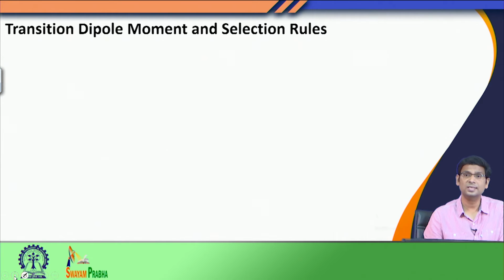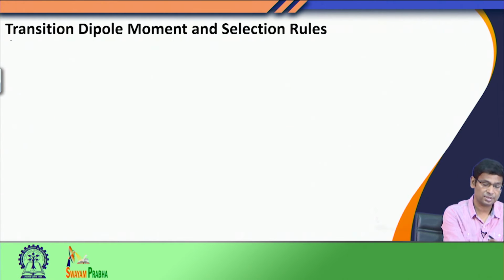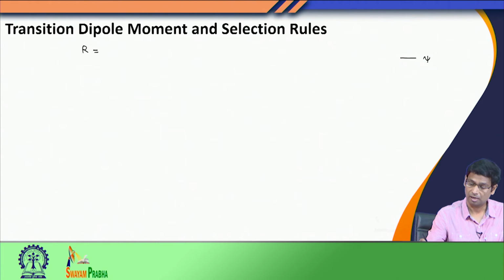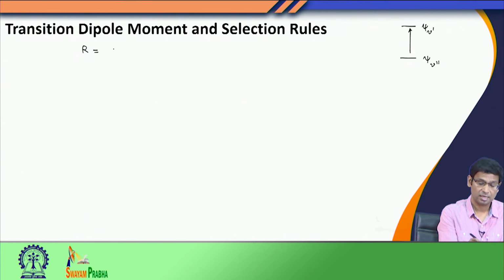To see whether a particular transition occurs or not, we define something called the transition dipole moment. The transition dipole moment is defined in the following way. Suppose I want to start from a state psi v double prime and I want to go to a state psi v prime. This is my initial state and this is my final state. The transition dipole moment is given by this integral.